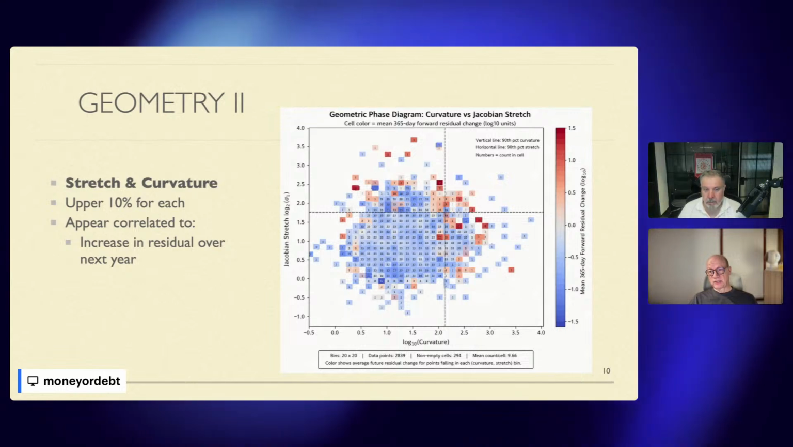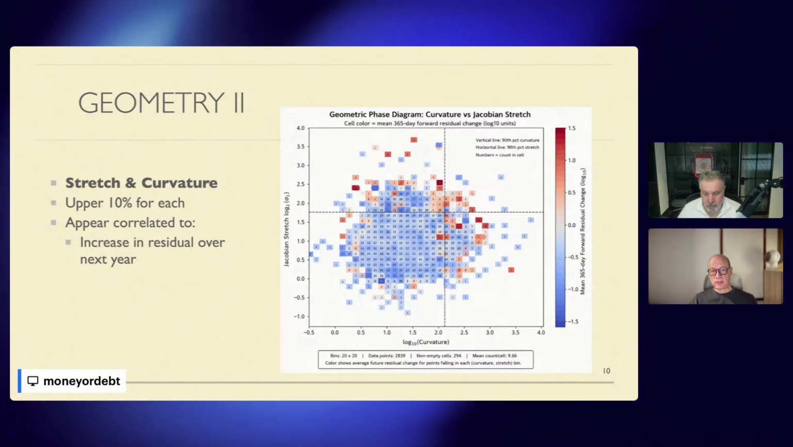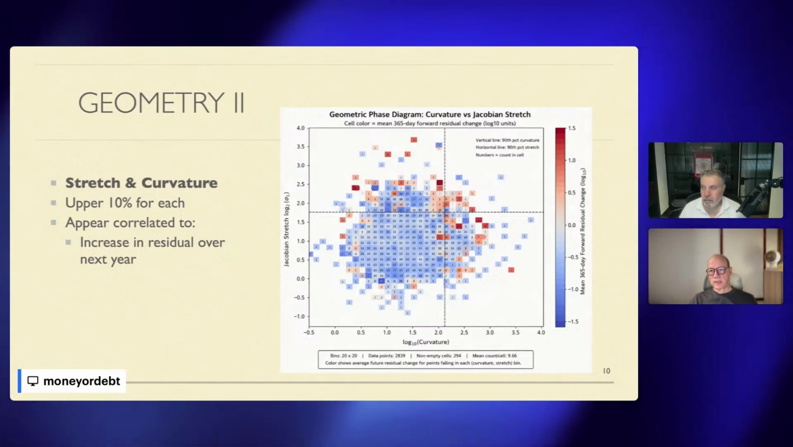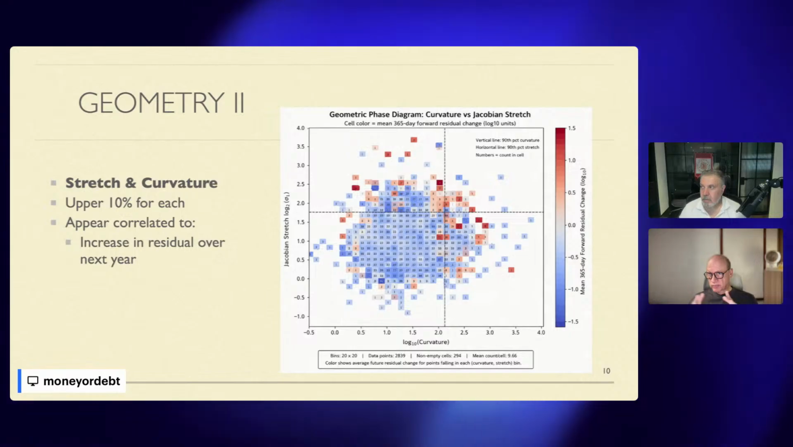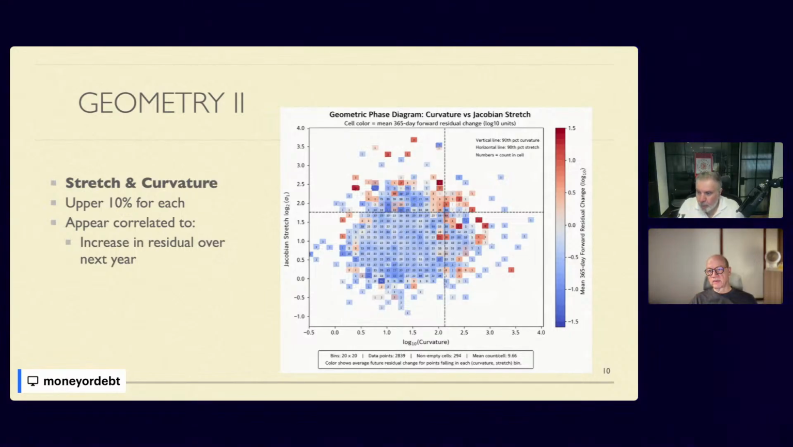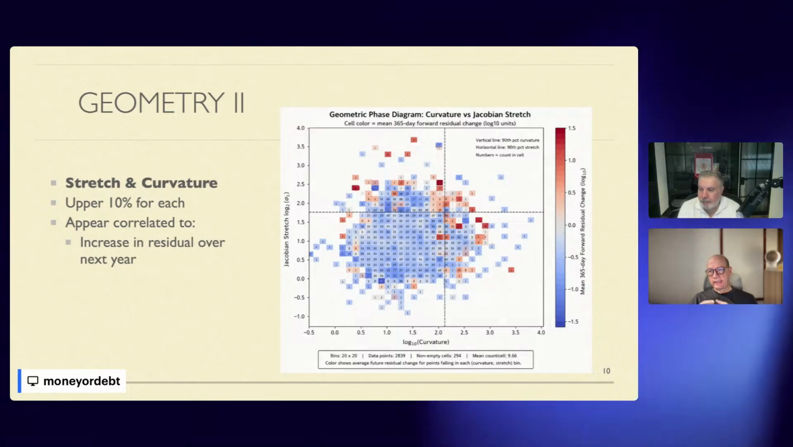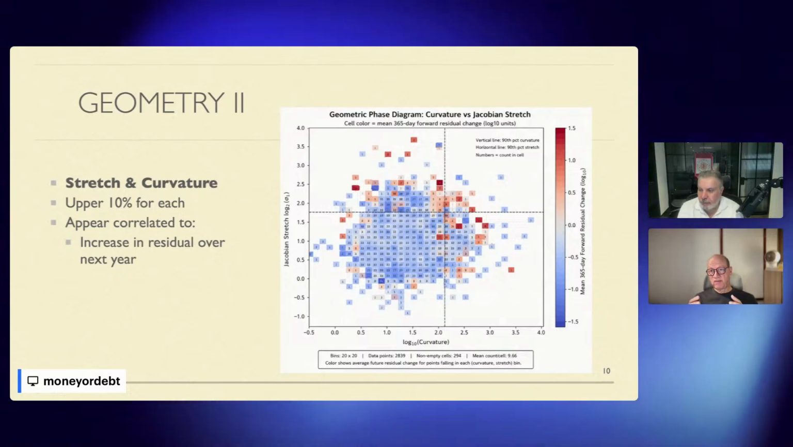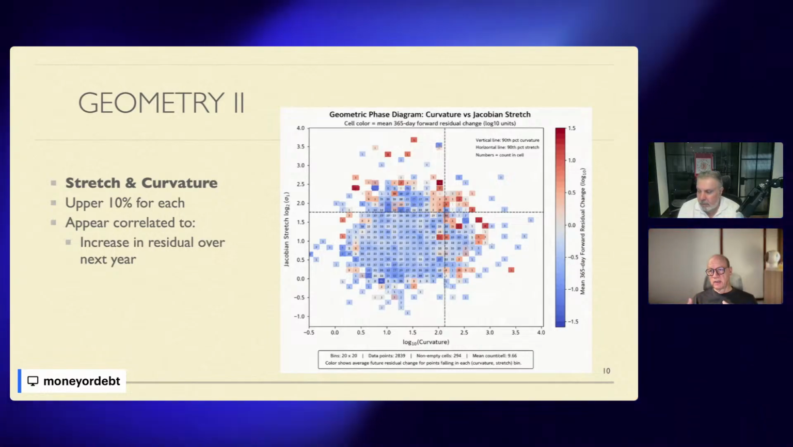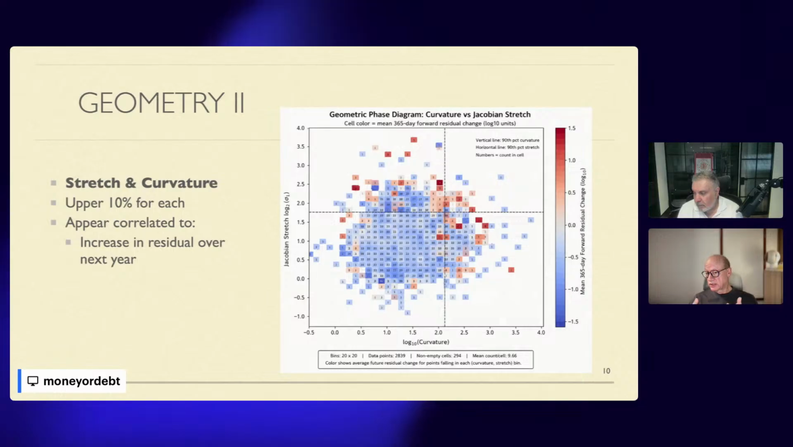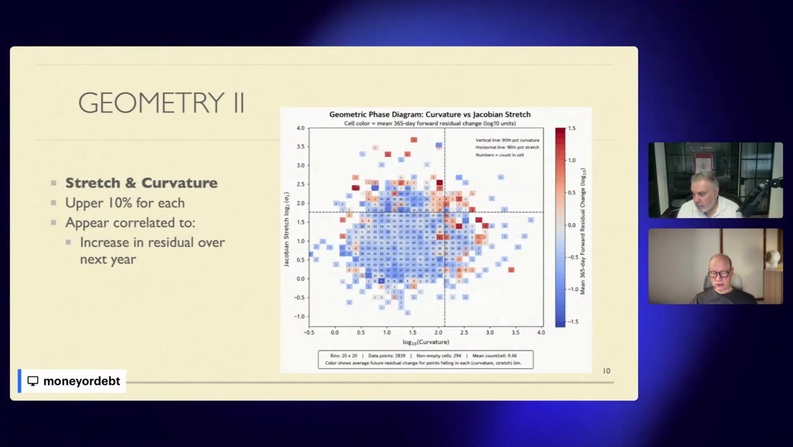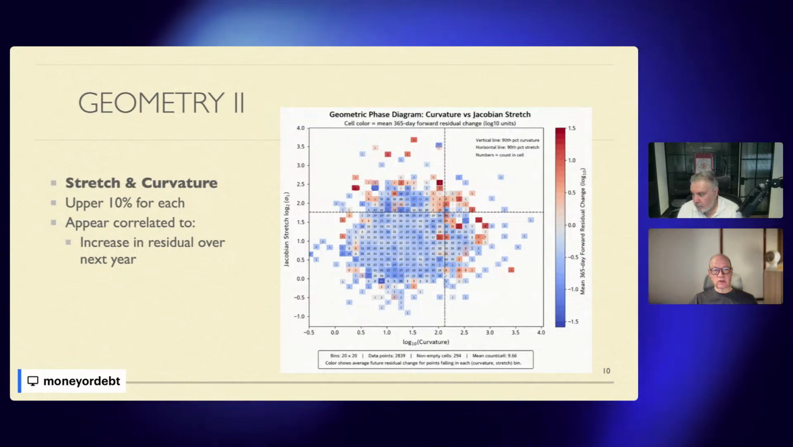What we see is that the reddish colors tend to be where you have high stretch and high curvature. You don't have as many points per cell in some of those, although a few of them do have a fairly high number of points. But there's a suggestion here that if you can identify regions of high curvature and high stretch, then you've got potentially some forecastability for the future. We have to do more exploration around that to see if that holds up.